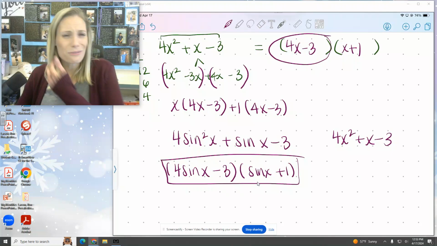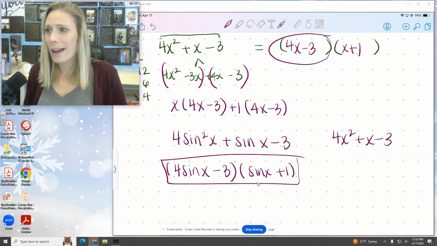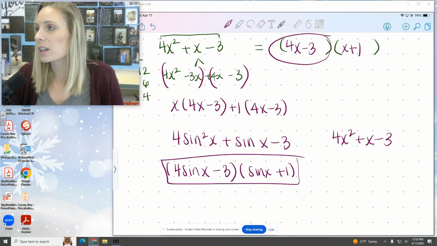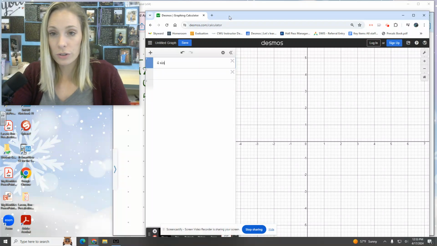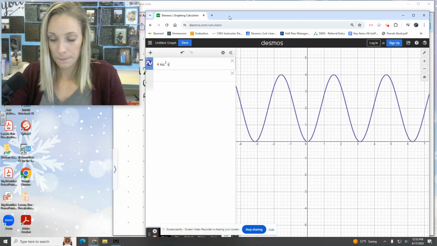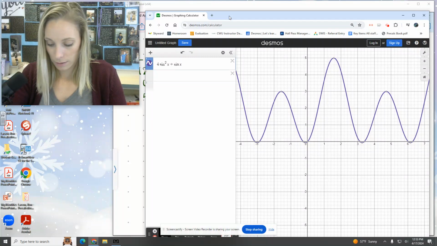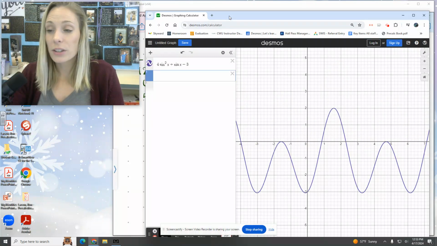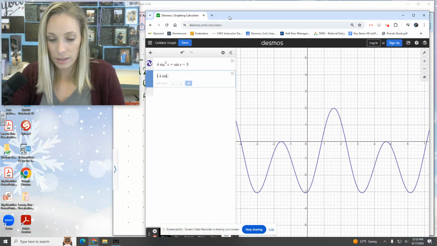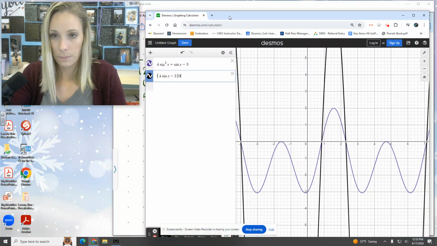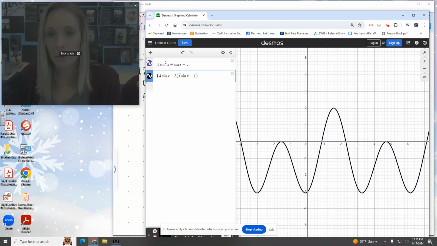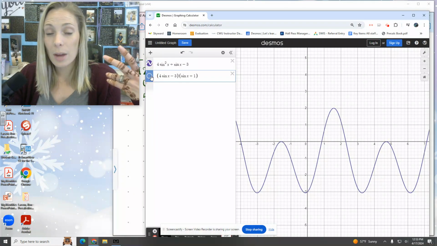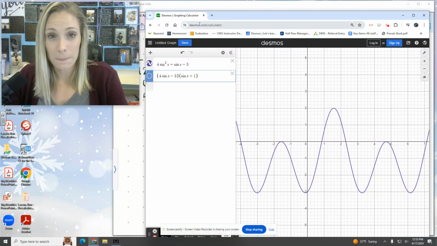Now, if you're concerned, I don't know if I factored that right. How do I check? How do I make sure everything is right in the world? Then what you do is you take Desmos, you plug in your original equation like this. And then you plug in your factored equation like this. Do those equations line up? If your equations line up, you have factored it correctly.